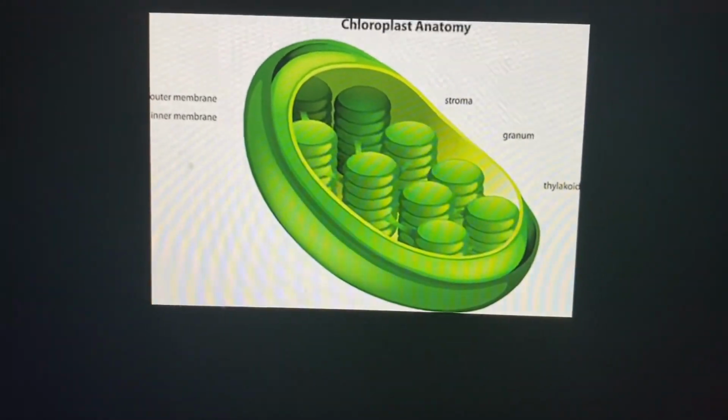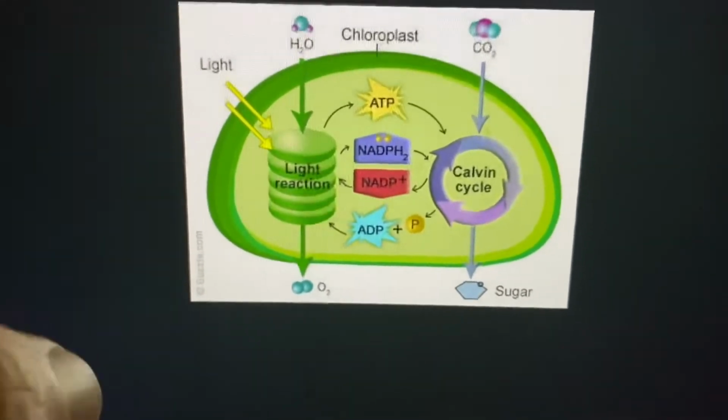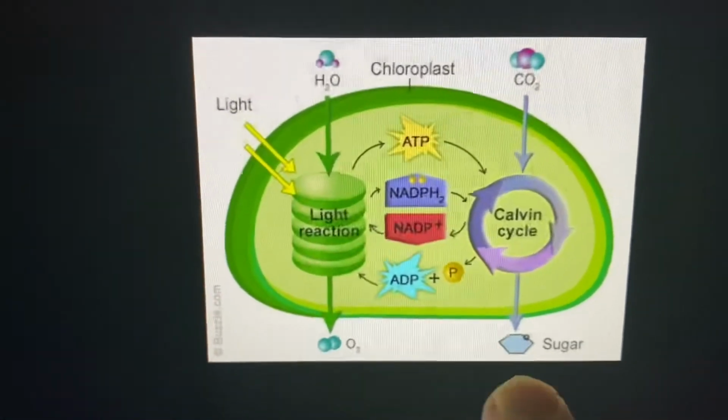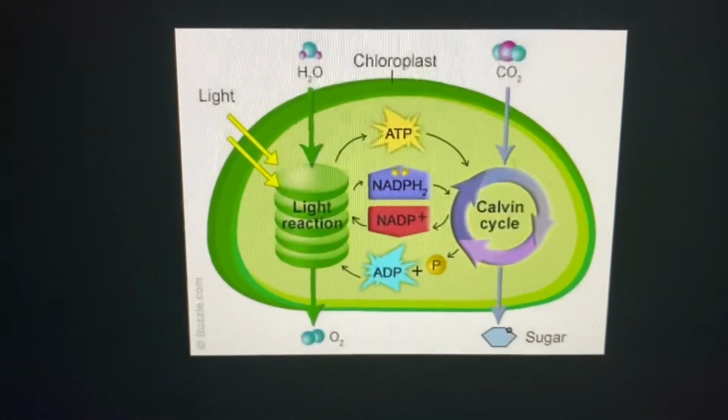And photosynthesis, of course, is where light from the sun is captured and stored in sugars. And the waste product of photosynthesis is oxygen gas, right?